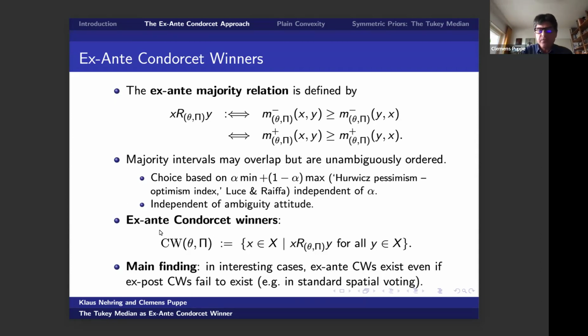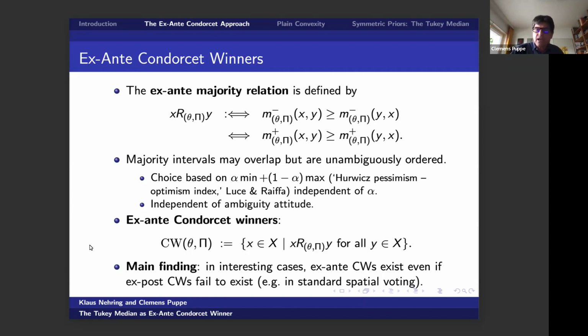Okay, so to finish this general model, now you can ask, with this relation, is it perhaps true that it has maximal elements? Is there perhaps an alternative x that ex ante majority dominates every other alternative? And the answer to this question is, well, you can define this set. And I think if you know social choice theory, you would say, well, okay, this set will be empty. We have all these impossibility results. So in many cases, we know that there do not exist Condorcet winners. Why should there exist ex ante Condorcet winners? But the answer is, there do exist ex ante Condorcet winners, even in cases where ex post Condorcet winners fail to exist.